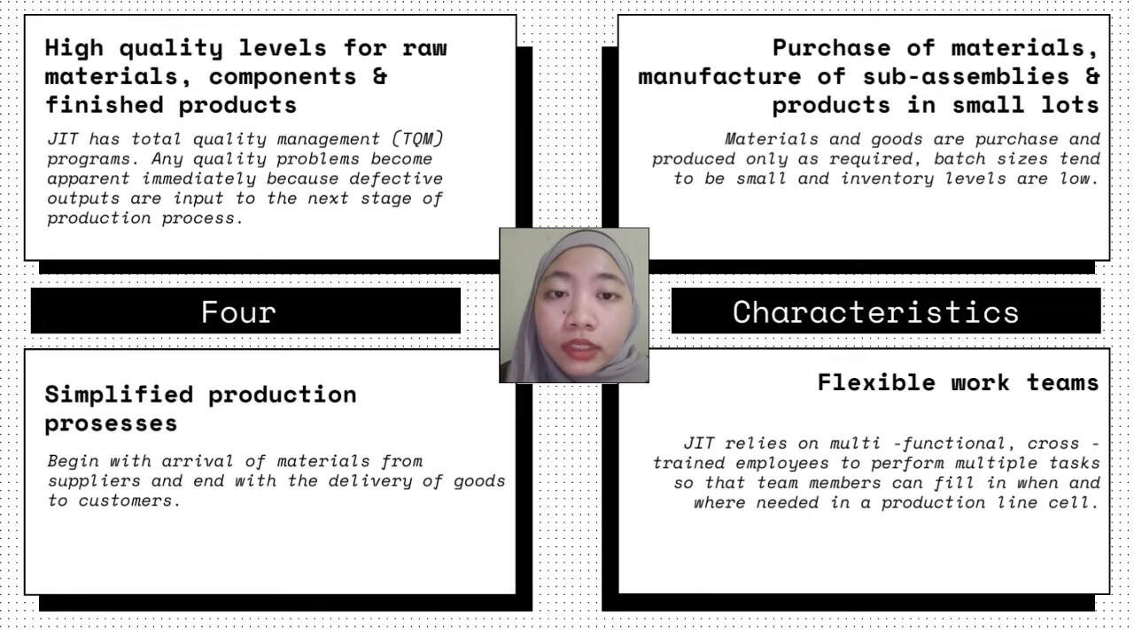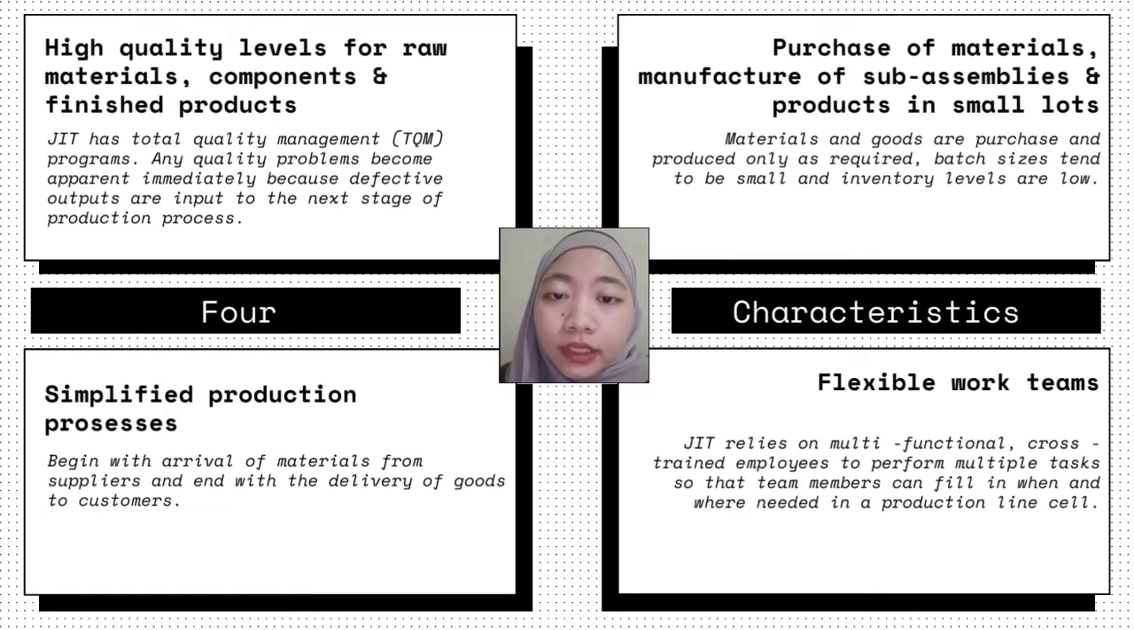Next characteristics as you can see on the top right corner, purchase of materials, manufacture of sub-assemblies and products in small lots. So since materials and goods are only purchased and produced only when needed, all the batch sizes and the inventory levels will be on small quantity and low levels only.